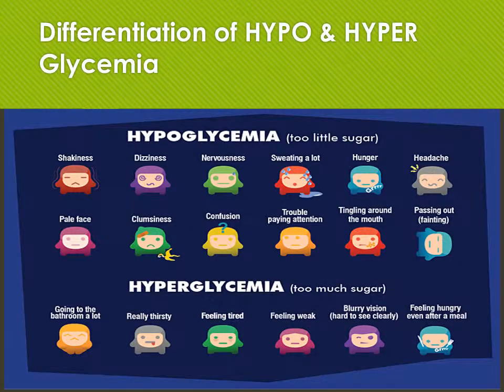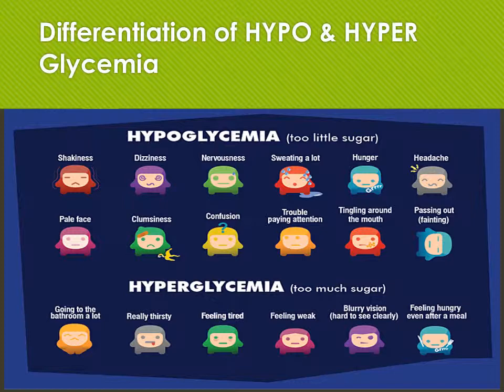Here's an image to assist you in learning the key clinical manifestations that can be associated with hyperglycemia and hypoglycemia. With hypoglycemia, the patient will experience shakiness, pale face, dizziness, clumsiness, nervousness, confusion, sweating a lot, trouble paying attention, hunger, tingling around the mouth, a headache, and may possibly pass out or faint.